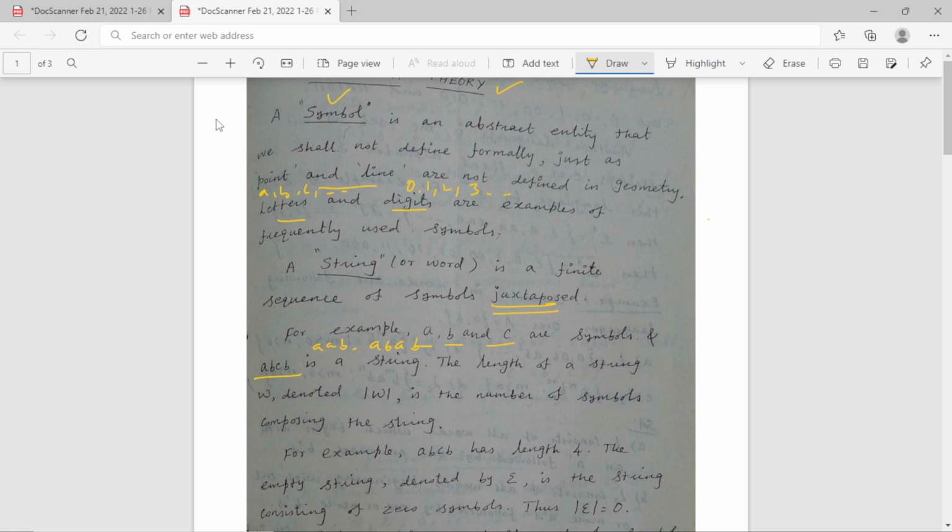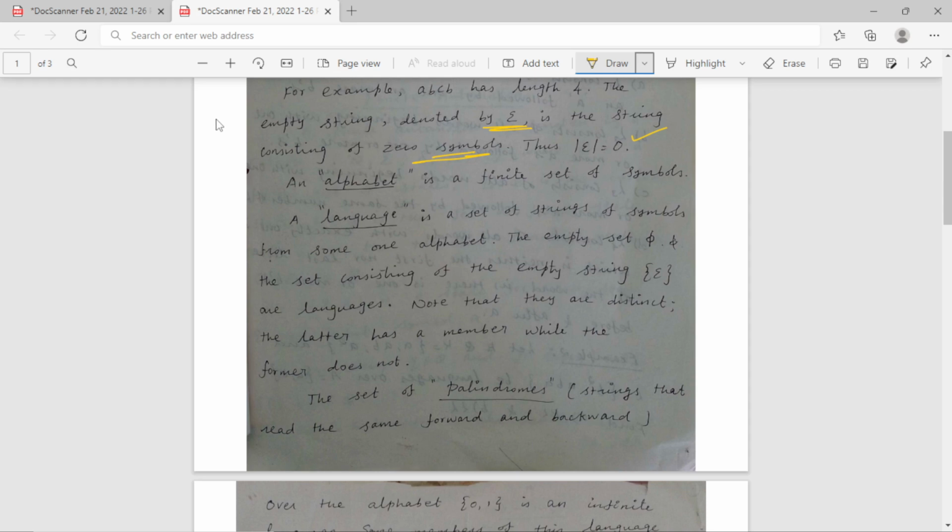The length of a string w is denoted by absolute w, that is the number of symbols composing the string. For example, abcb has length 4, which means it consists of 4 letters, so the length of the string is 4. The empty string is denoted by epsilon, and it is the string consisting of no symbols, that is 0 symbols, so the absolute epsilon is equal to 0.